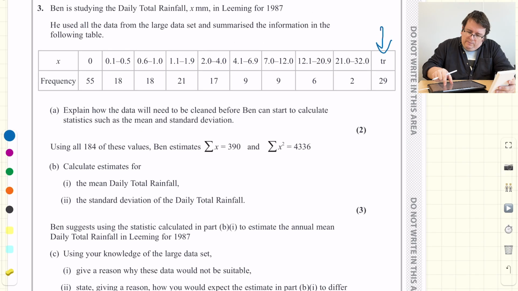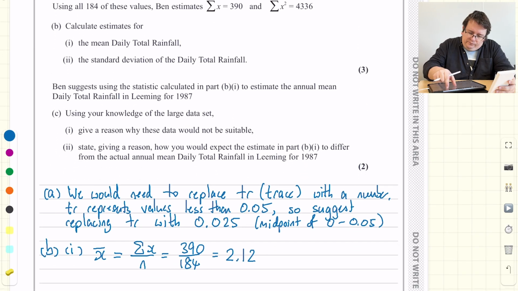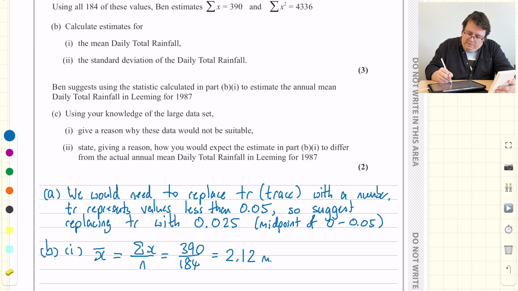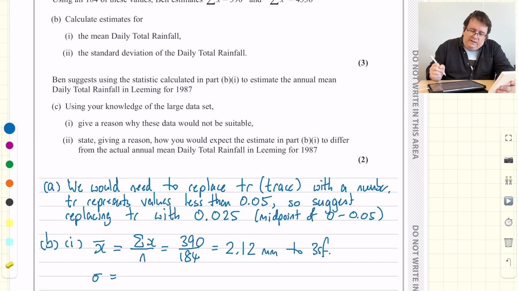What's the units of this? Millimetres, I'm assuming. Millimetres to 3 fig. And the standard deviation is found using the sum of x squared over n, take away the sum of x over n all squared, or the mean squared, square rooted.